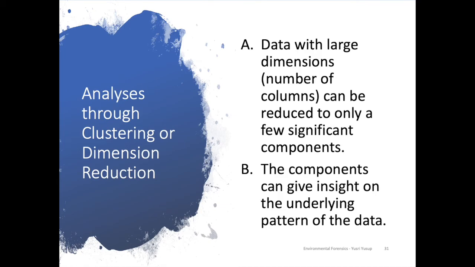Simultaneously, we can reduce the number of parameters or columns to a lower number of parameters or columns. For example, columns A, B, and C can be reduced to just column A because of the correlation that exists between columns A, B, and C. That is why the technique is also called dimension reduction, because we reduce the dimensions from 3 to 1. In the act of reducing the dimensions, we are also able to extract patterns from the data. The reduced factors or components can give insight on the underlying pattern of the data.